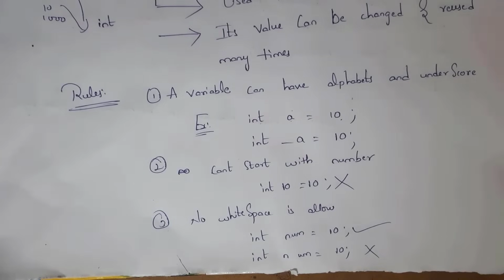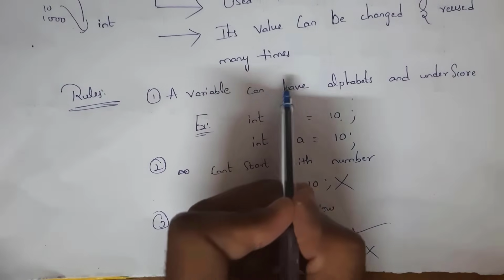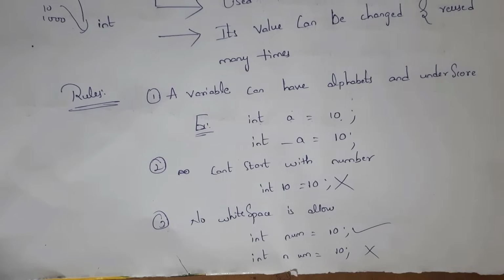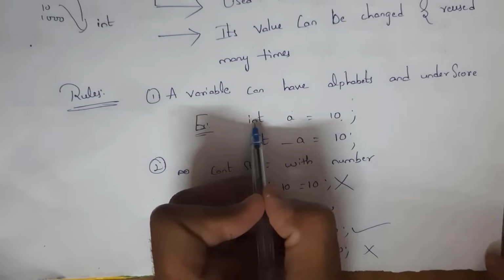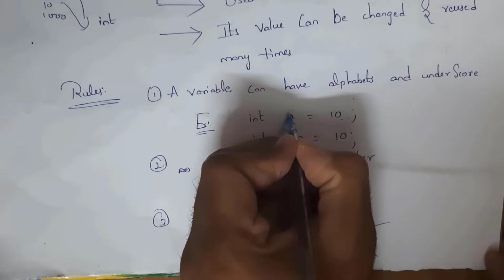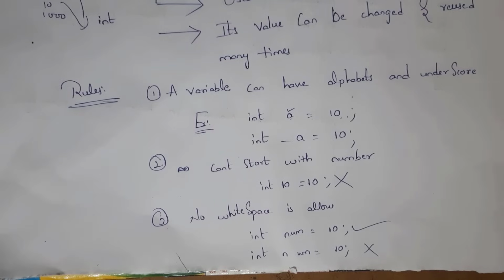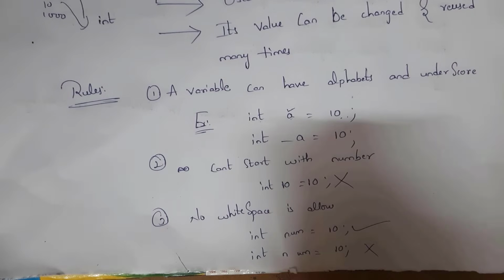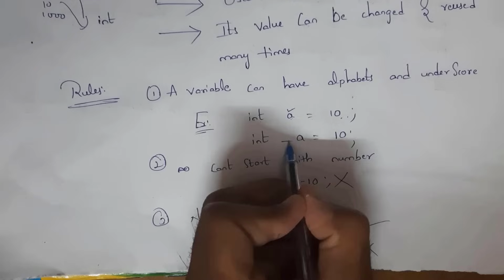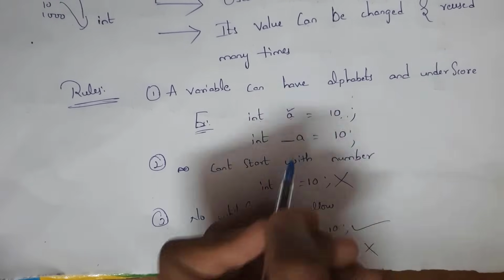There are some rules which we need to follow before declaring a variable. The first rule is a variable can have alphabets and underscore. We must start the variable name with an alphabet, or you can also start the variable name with an underscore. This is an example. Here I wrote int a equal to 10. This a is an alphabet. We can start declaring a variable with an alphabet, or you can also start with an underscore. This is an example. Here I wrote int underscore a equal to 10. You can also declare like this.